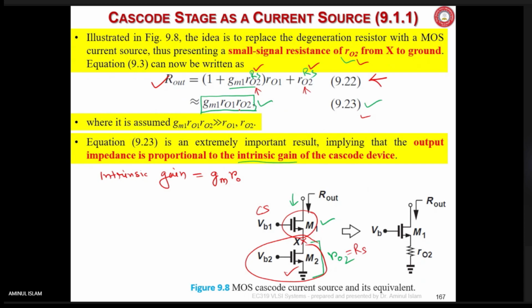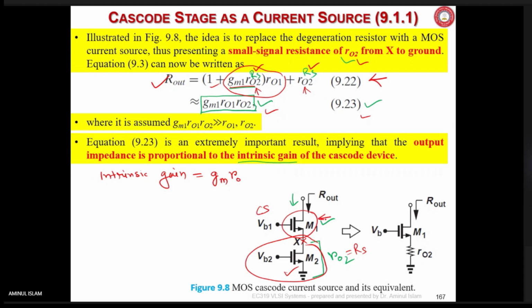And if you approximate, because GM1 RO2 is much greater than 1, this term remains here. Then GM1 RO2 RO1 is one term plus RO2. Now this term will be much greater than RO2, so it is approximated as this one. Okay, so see that it is boosted up.